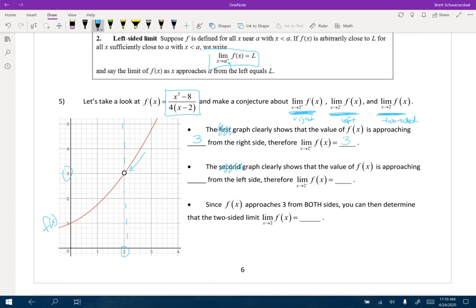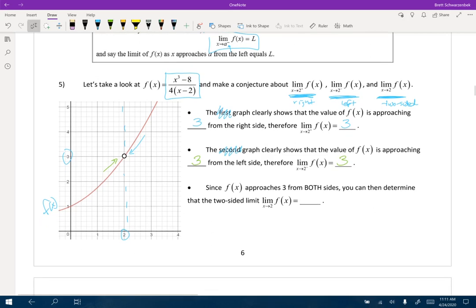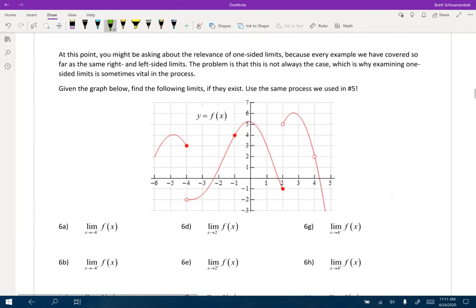Okay, so again, the graph. If we want to approach the graph from our value of 2 from the left side, what height are we approaching? Again, we're approaching 3 from the left. Therefore, the height is 3. Our limit as x approaches 2 from the left is 3. So we can say, since we approach 3 from both sides, the two-sided limit is going to be 3. That's going to be the key.